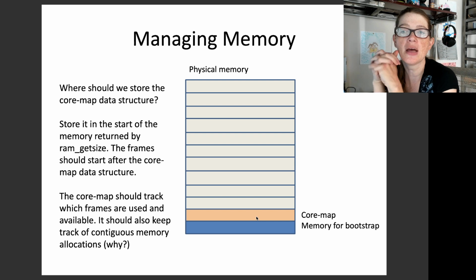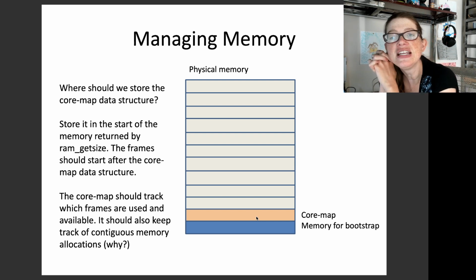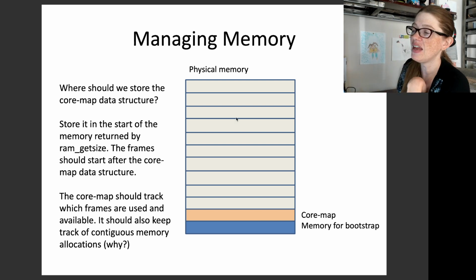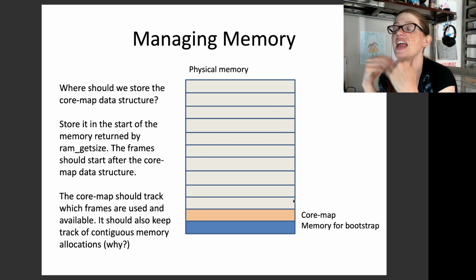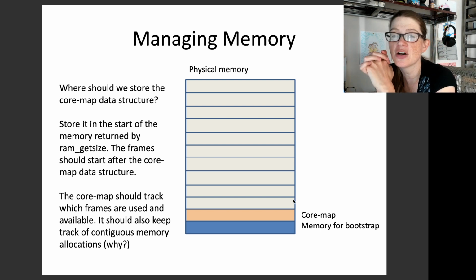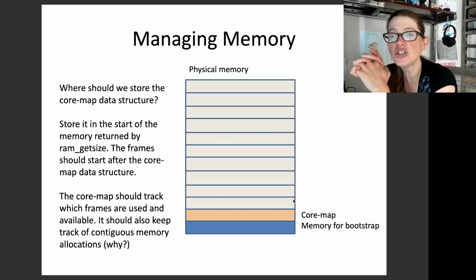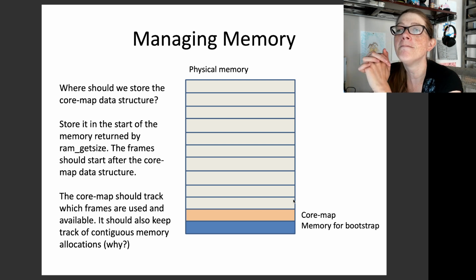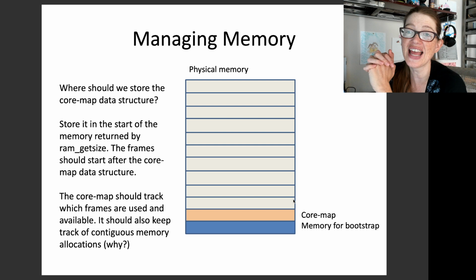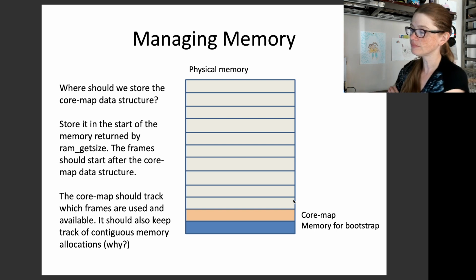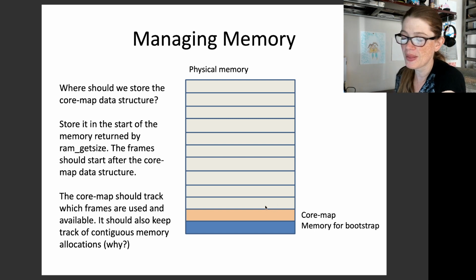Your core map is going to take up a certain amount of space. You're going to need to estimate how much space it's going to take. And then you're only going to want to manage the space that follows the core map. It's entirely possible that in between where the core map ends and the actual managed memory begins, there is some empty space, and that's totally fine. One of the things I want to remind you of is that all pages and frames must have page-aligned addresses. That is, the addresses must be divisible by the page size. Otherwise, it won't work. So you may have some blank space between there.